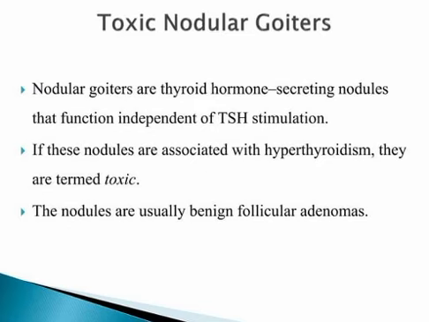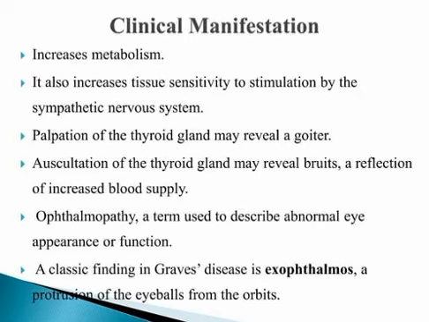So next will be the toxic nodular goiters. Nodular goiters are thyroid hormone secreting nodules. Usually, they function independent of TSH stimulation. If these nodules are associated with hyperthyroidism, they are termed toxic. Usually the nodules will secrete thyroxine, but if they secrete an excess of hormones, they may turn toxic. The nodules are usually benign follicular adenomas. So, it's like tumors present on the thyroid gland.